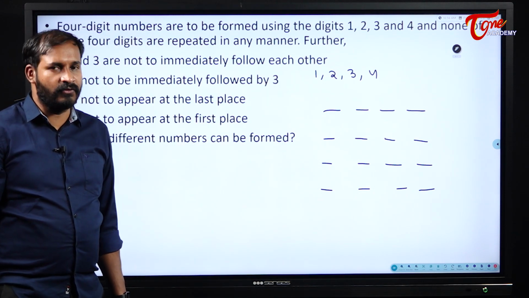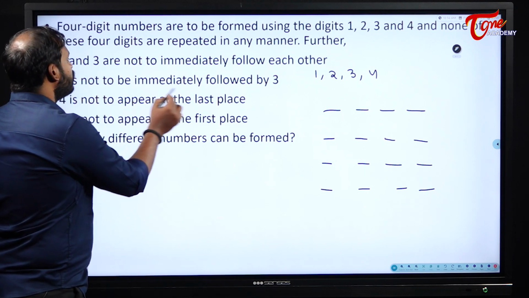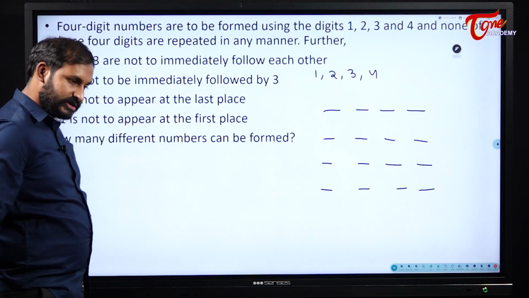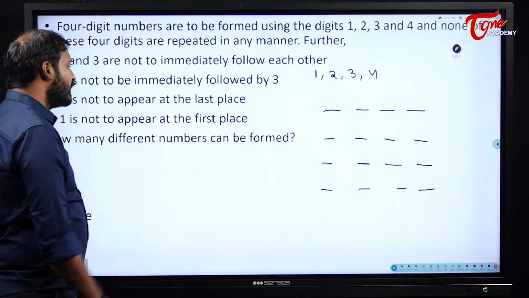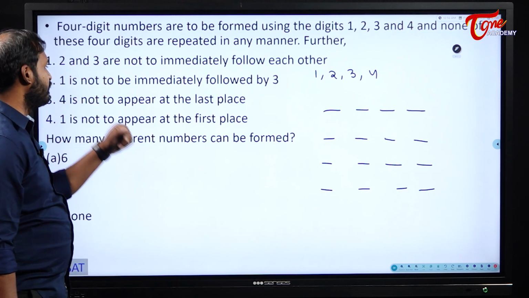We can solve it in 4 factorials. But here we have certain conditions. What are those conditions? 1 is not immediately followed by 3. Next, 4 does not appear at the last place. 1 is not to appear at the first place. Okay, these are the 4 conditions they have given for us.